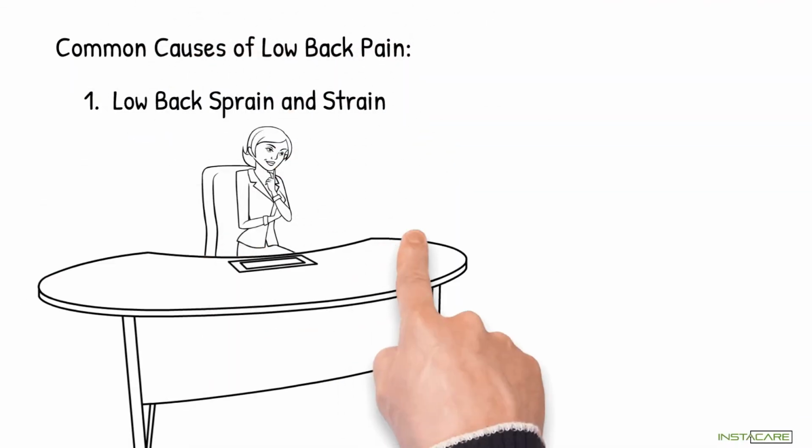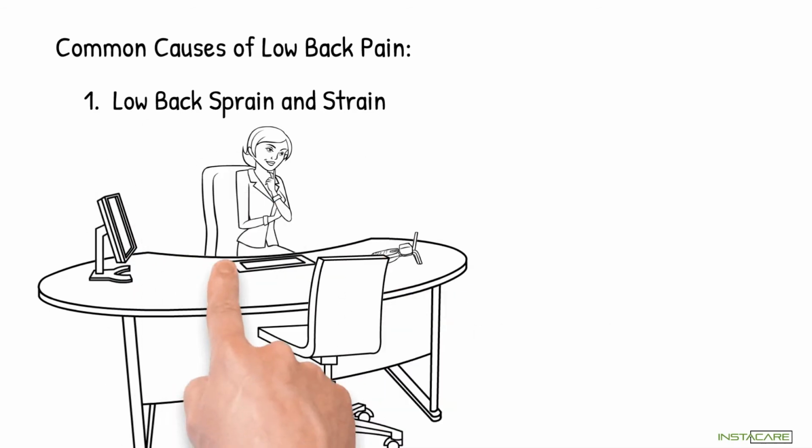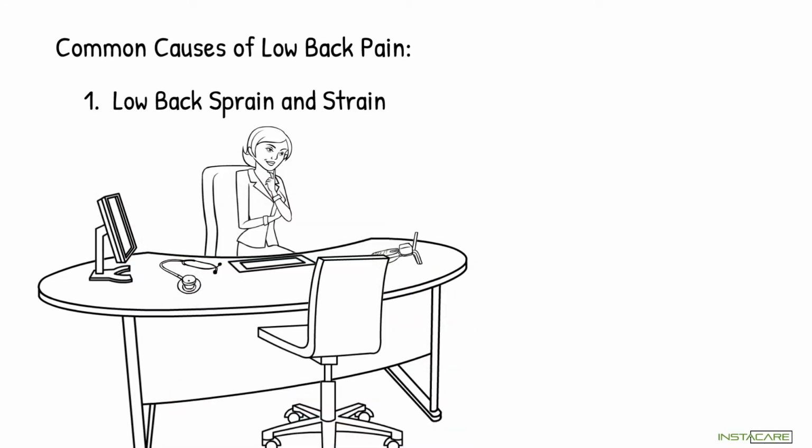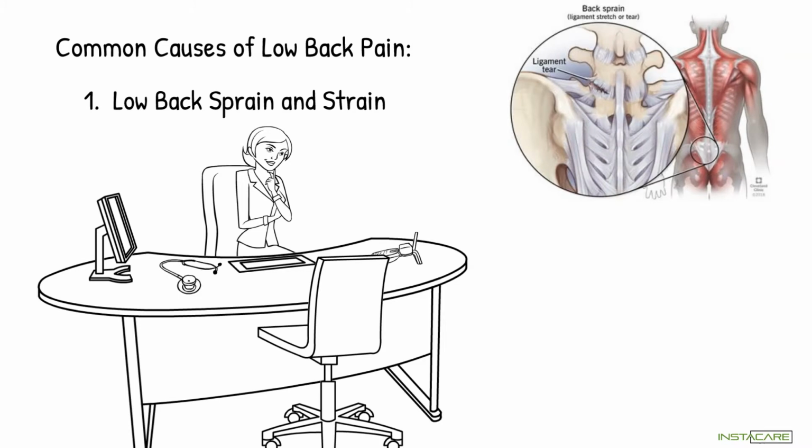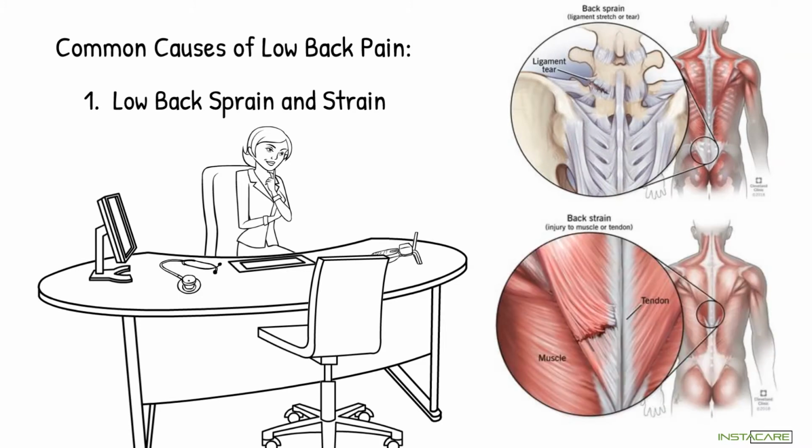Back sprains and strains are the most common causes for acute low back pain. They can result from lifting something with poor technique, lifting something that's too heavy, or overstretching the back. Such movements may also trigger spasms in back muscles. A sprain refers to the ligaments being injured, while a strain refers to the muscles being injured.